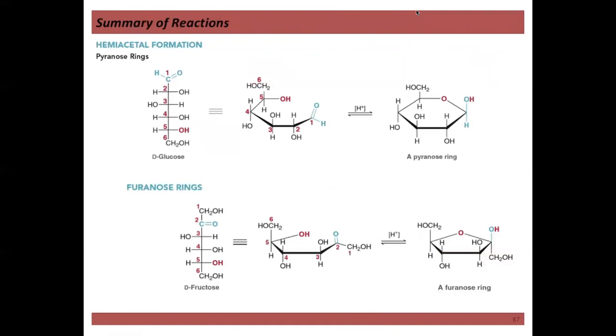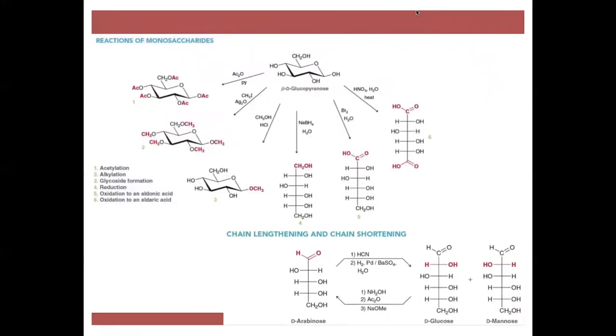Okay, that is it for this. So key reactions here, we've talked about hemiacetal formation, how these sugars will fold up to form either a pyranose ring or a furanose ring. We've talked about the reactions that they'll undergo. We can acylate them, make esters. We can make ethers. We can actually form acetals. We can reduce them. We can oxidize them. And we can oxidize them at both ends. We can lengthen the chain and we can shorten the chain.